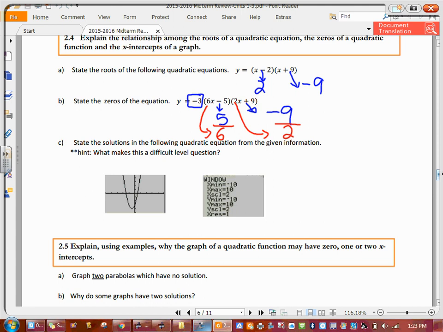Okay? We look at letter C. Letter C says, state the solutions given the following information. So what makes this difficult? Does it look like we can find our solutions looking right at them? Well, we're not sure. Let's take a look. You need to look at the window. The window says we're going from negative 10 to positive 10, but look at the scale. What is each one counting by? They're counting by 2's. So each notch is counting by a 2.